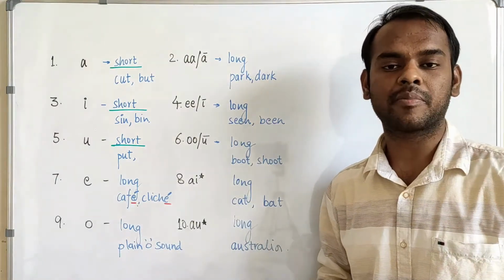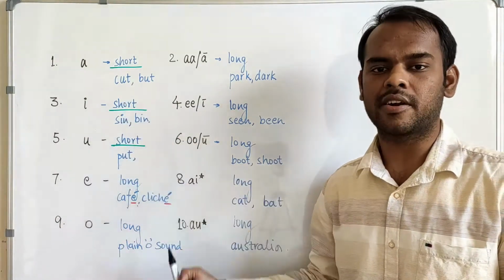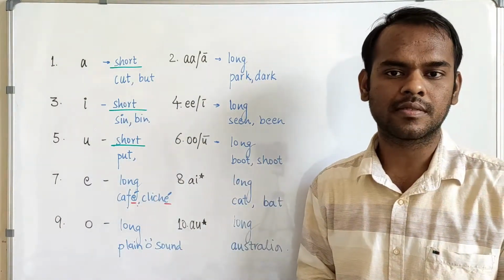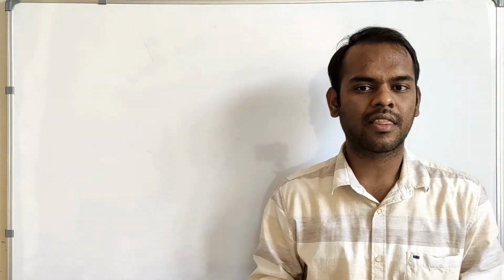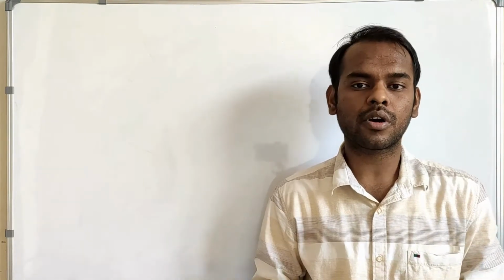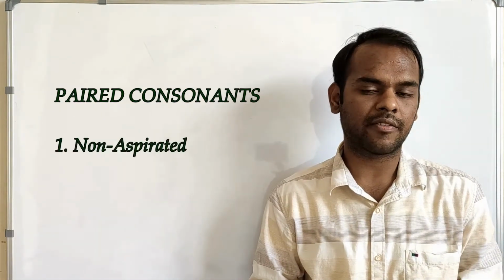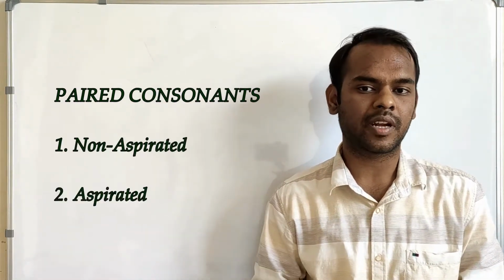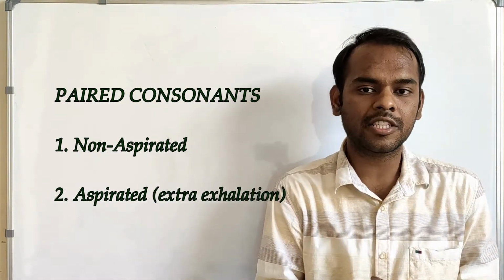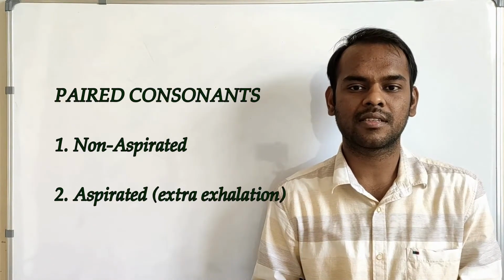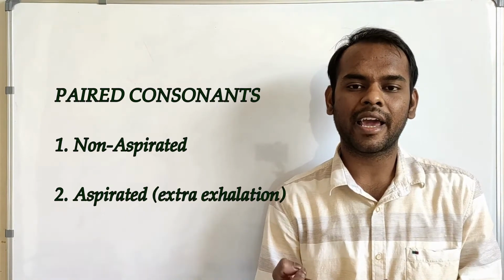I think with these examples, it is clear to you what sounds these notations carry. Now let's move to the consonants. Regarding the consonants of Hindi, for now you only need to know two things. The first thing is that in Hindi, most of the consonants occur in pairs. One is the non-aspirated form and the other is the aspirated form. Aspirated forms refer to extra exhalation of air while pronouncing. We denote this extra exhalation by an extra H.